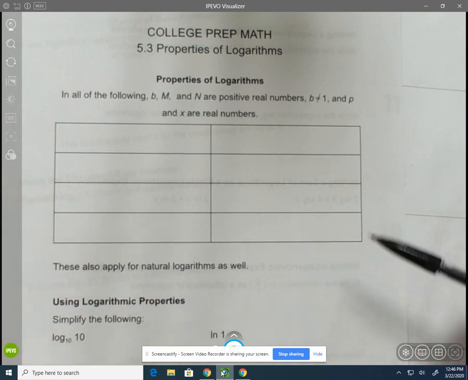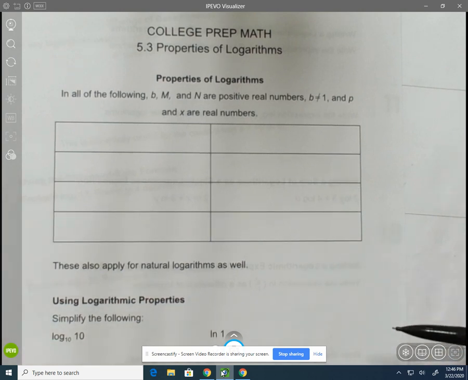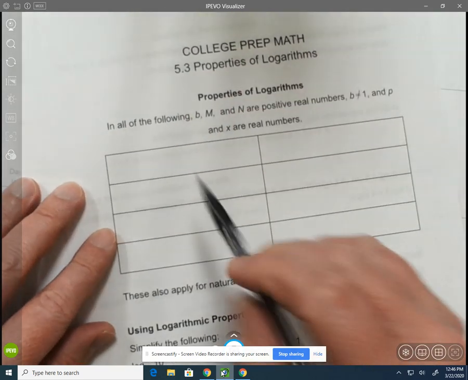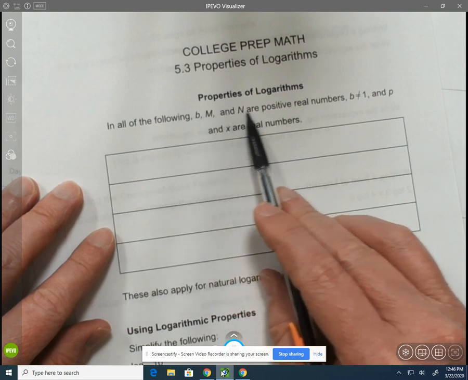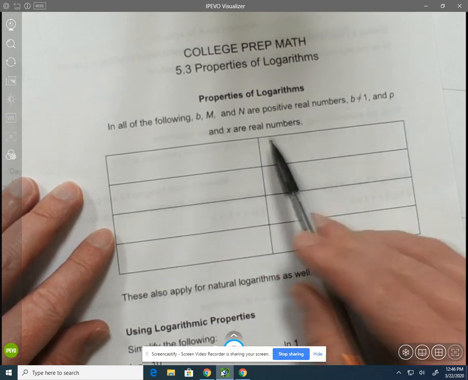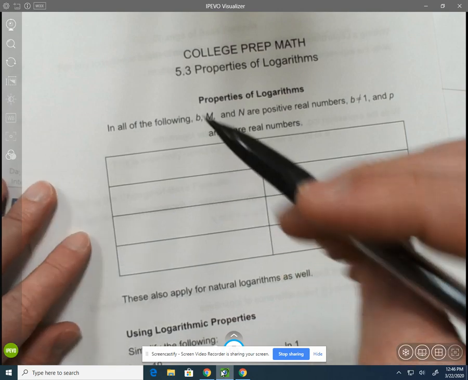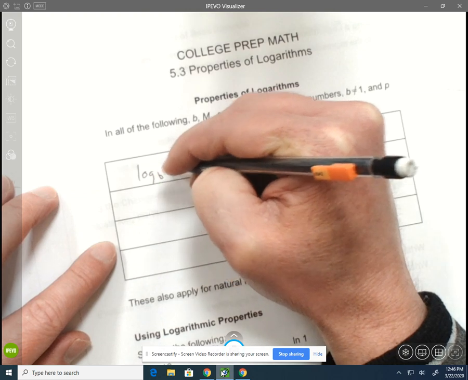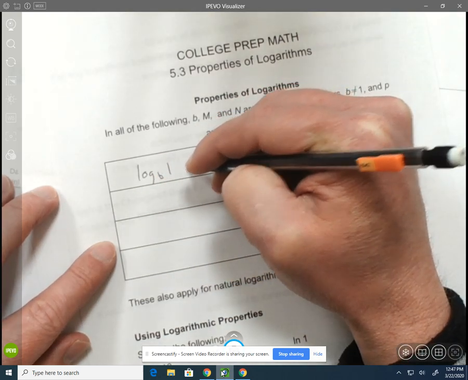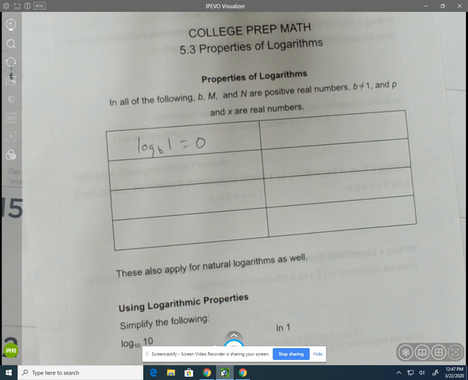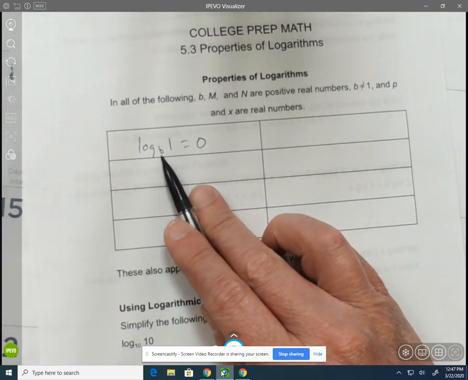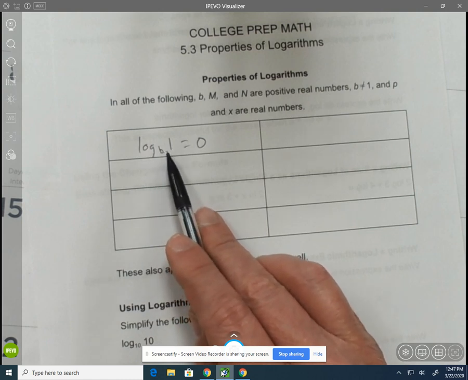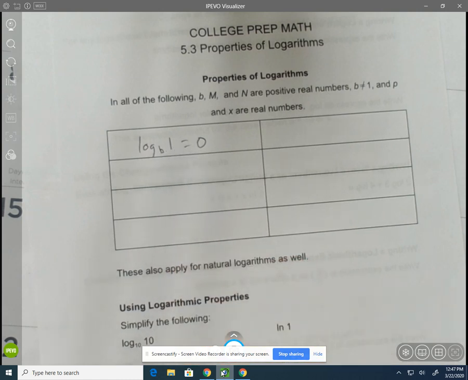All right, let's go through these properties, which are located on page 512 in your textbook if you want to see them. Again, b, m, and n here are positive numbers, b doesn't equal 1, and p and x are real numbers. If I have log base b of 1, it always equals 0, regardless of what b is, because anything to the 0 power equals 1.